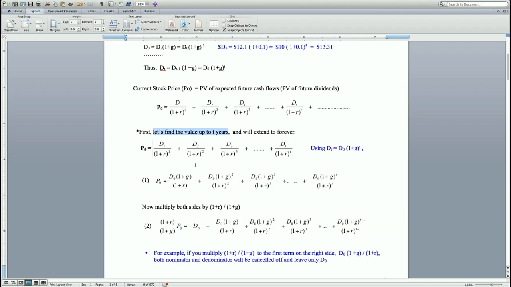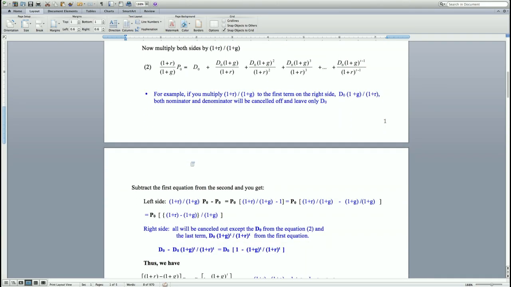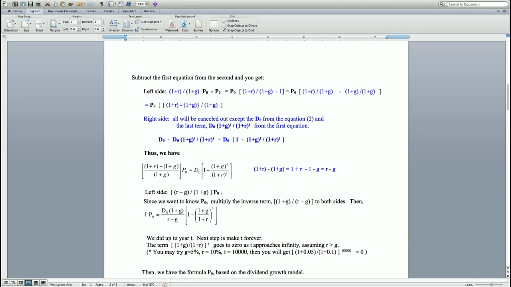This lengthy formula, after we did a little good manipulation, it's a good manipulation using math. And then the same P0, we are looking for P0. P0 becomes a much more concise equation here. But again, this P0 is not the final answer. This is up to year t.